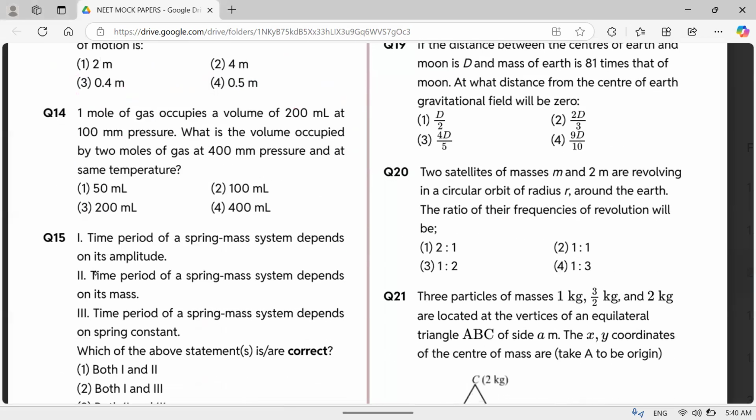13th one. 1 mole of a gas occupies a volume of 200 milliliters at 100 mm pressure. What is the volume occupied by 2 moles of gas at 400 mm pressure and at the same temperature? Number of moles, volume and pressure are given. So P1 is given as how much?